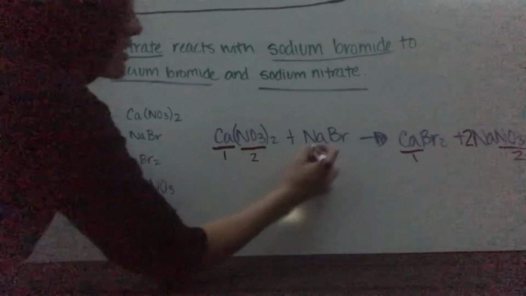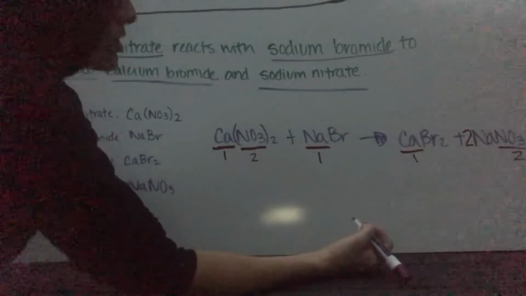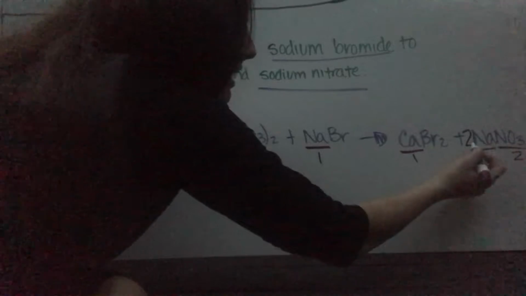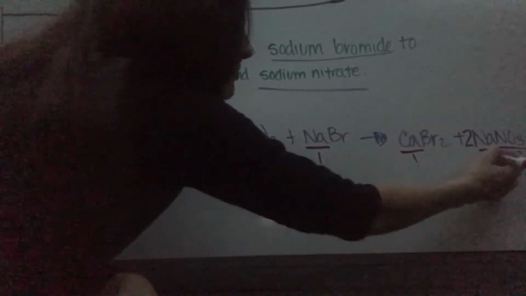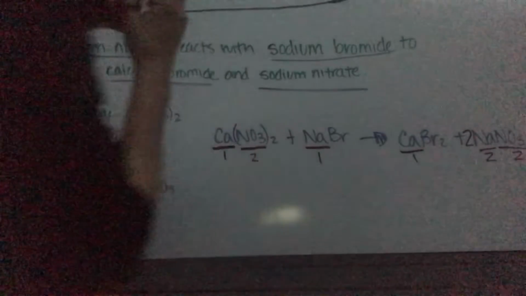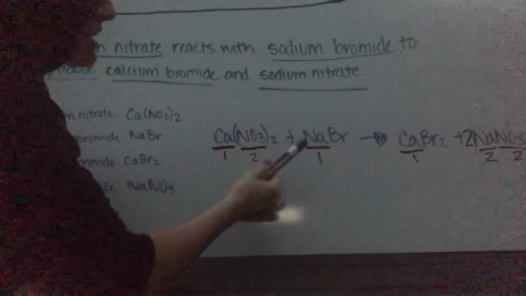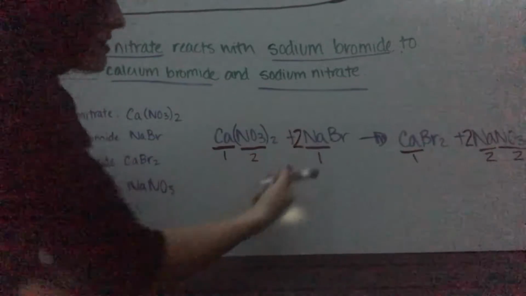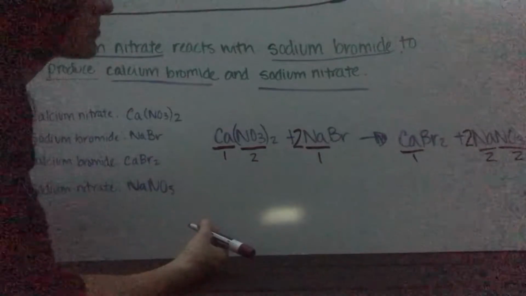Next, I'm going to look at my sodium. On this side, no subscript, that tells me I have one sodium. Over here, no subscript, but I have to multiply the sodium by the 2 that I just put in the front. So that tells me I now need to double this sodium to match that one. So I'm going to throw a 2 on the front of that entire compound, and it's going to affect both the sodium and the bromide.